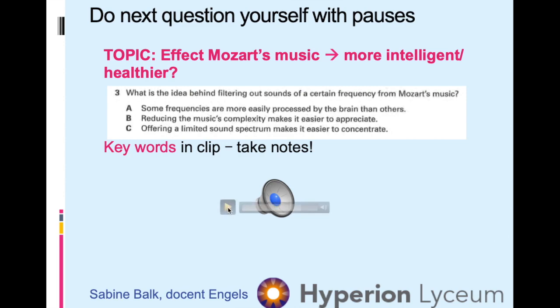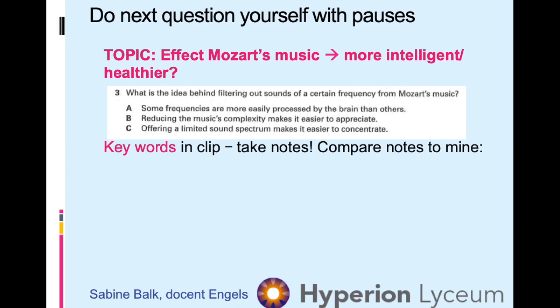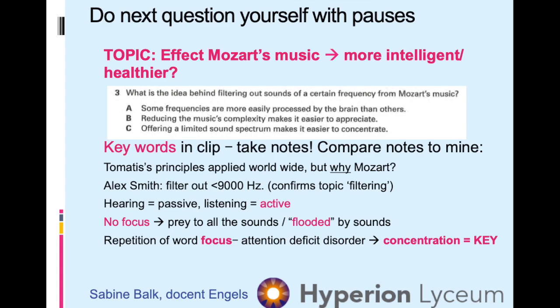I hope you took very good notes, because here's the time to compare them to mine. They started out talking about his principles being applied worldwide, and then they ask a question, why Mozart? Then Alex Smith confirms that it's about filtering out sounds below 9,000 hertz. He's talking about hearing being passive and listening being active. And then he starts talking about focus a lot.